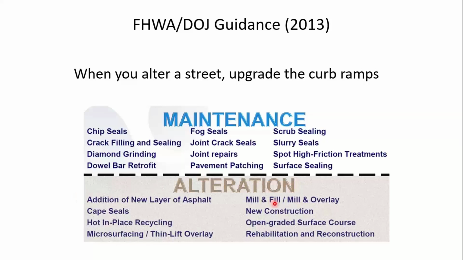Likewise, mill and fill. Mill 2 inches of pavement off and put 2 inches back. You can argue you haven't really changed anything. If the elevations are still the same, you've just made it smoother for everybody, but that mill and fill is considered an alteration. And so as part of those projects, the curb ramps need to be brought in compliance with the current criteria.